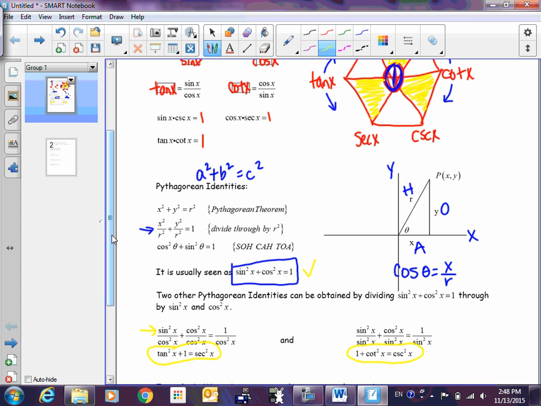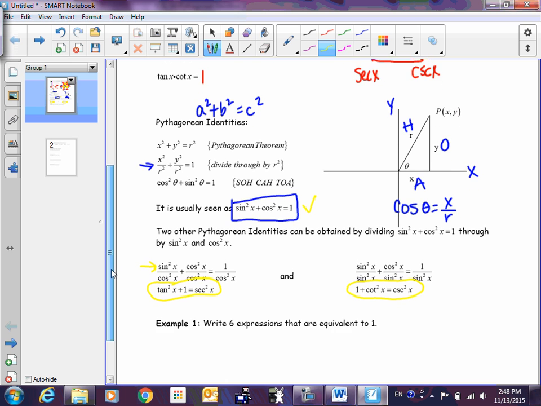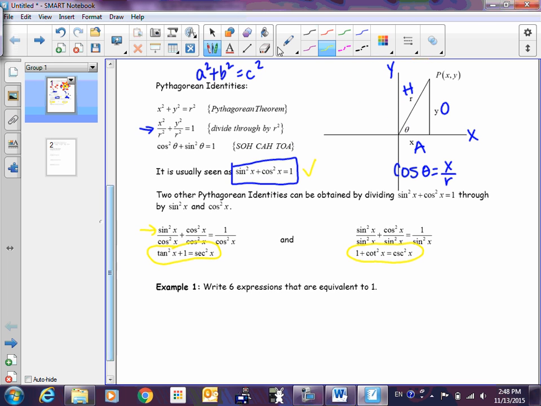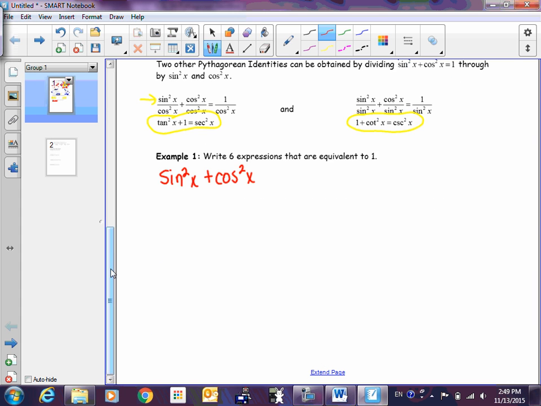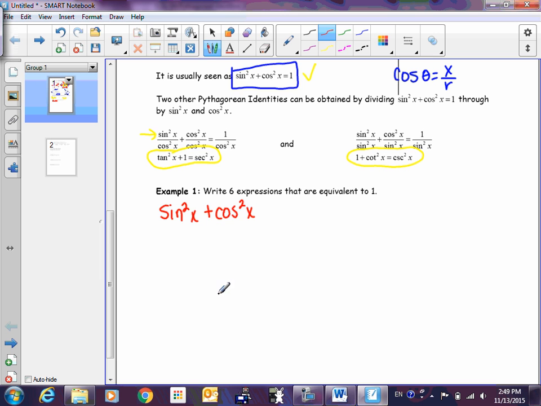Okay, before we move on to the next page, let's actually do what the notes say. Write 6 expressions that are equivalent to 1. Well, we already have one. Let's go ahead and write down the easy one. Sine squared x plus cosine squared x, that equals 1. So how many more do we need to write? We need to write 5 more.